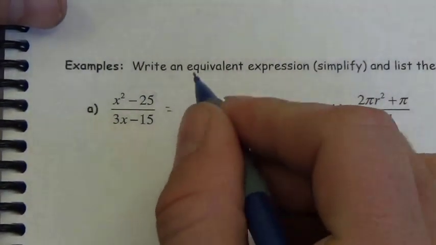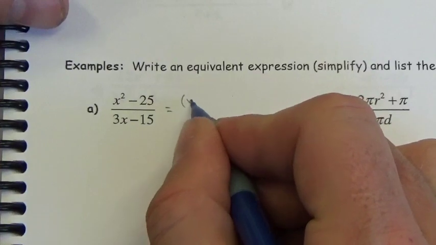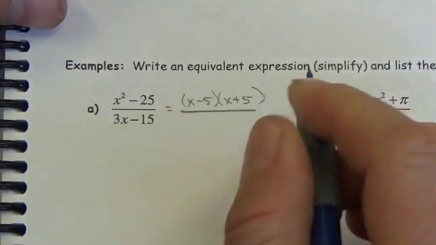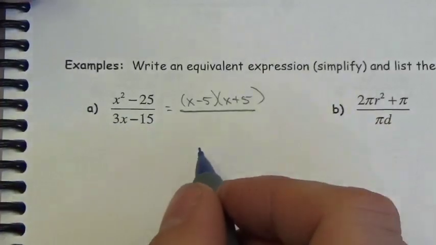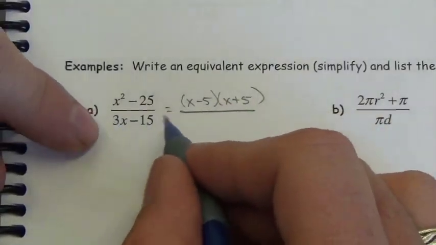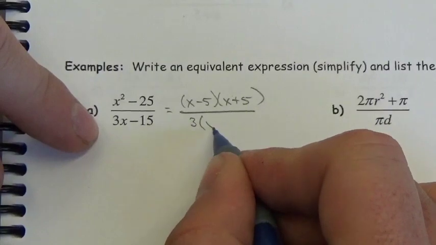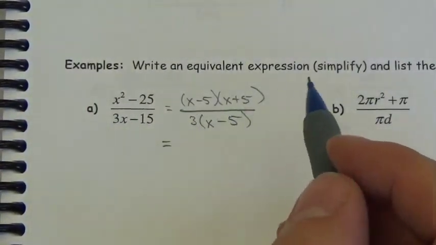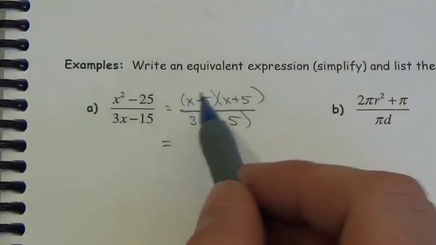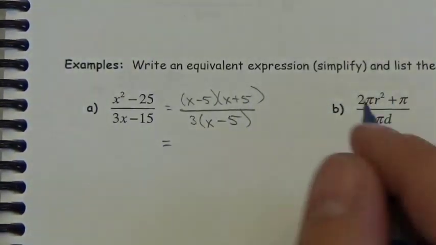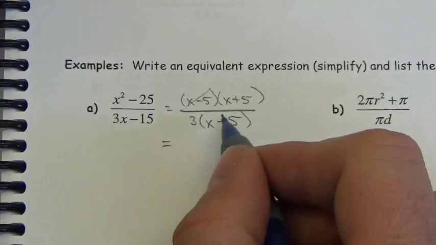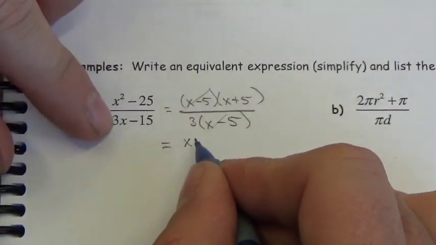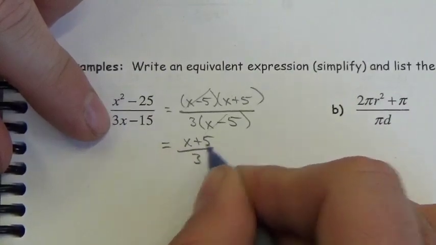Now, first thing I'm going to do is we're going to factor. The numerator is a difference of squares. The denominator, there's not much going on other than the fact that there's a common factor of 3. Okay, now, I see a factor of x minus 5, a factor of x minus 5. So I can divide those out. X minus 5 divided by x minus 5 is just going to be 1. So this is going to be x plus 5 divided by 3.